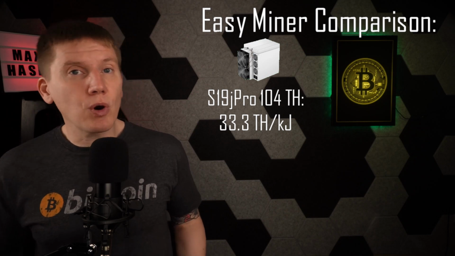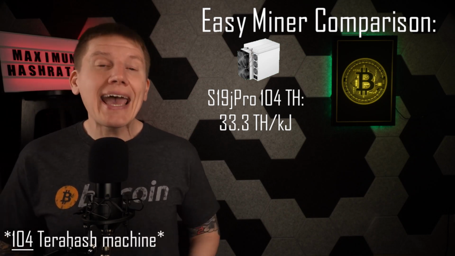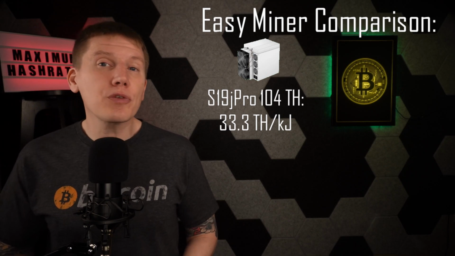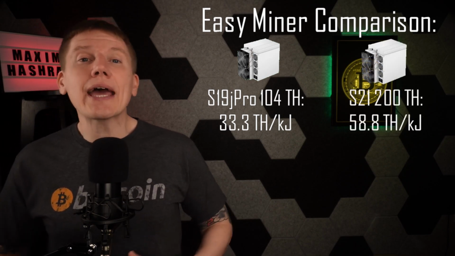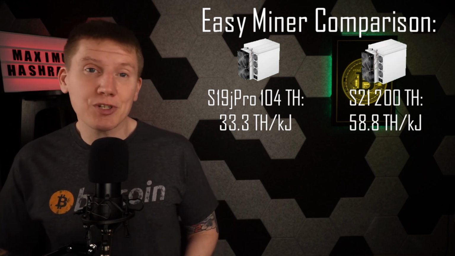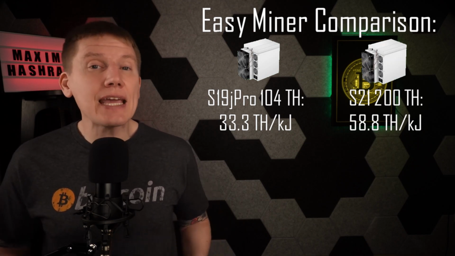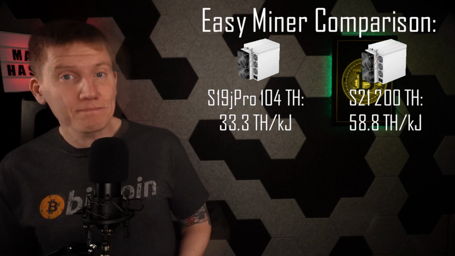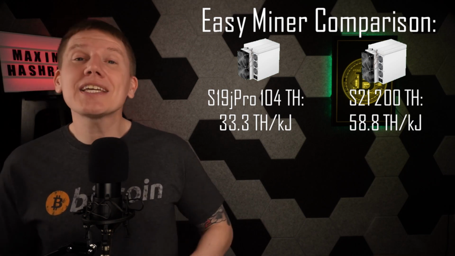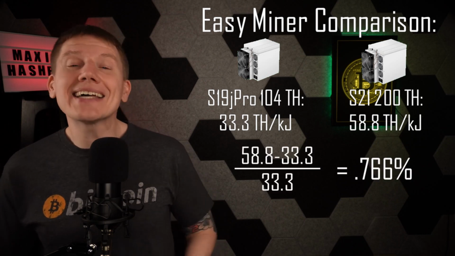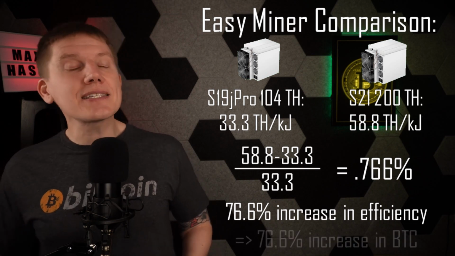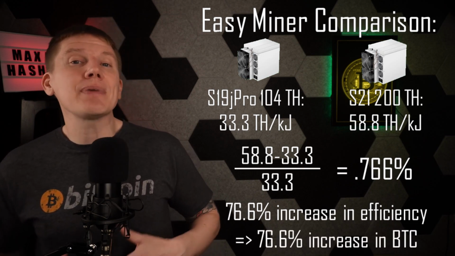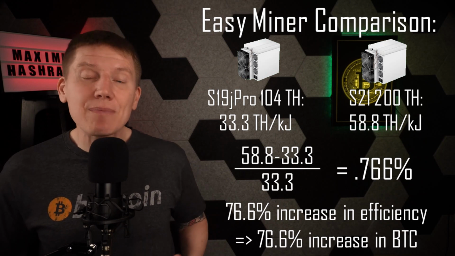For example, an older Antminer S19J Pro 204 terahash machine has an efficiency of 33.3 terahash per kilojoule. Compare that with a brand new Antminer S21 200 terahash machine having an efficiency of 58.8 terahash per kilojoule. If you're supplying the identical power to heat your home, the newer miner has a 76.6% increase in efficiency, which means a 76.6% increase in Bitcoin mined while generating the same amount of heat.